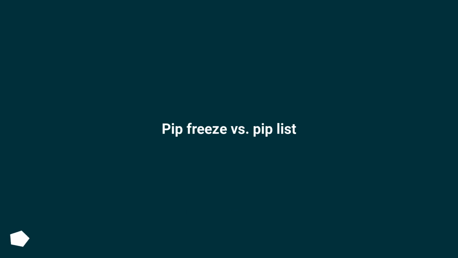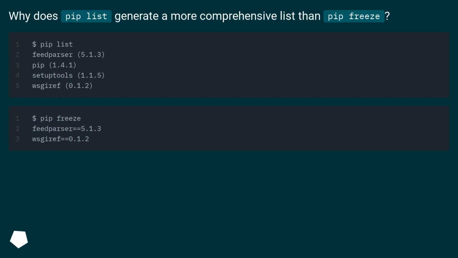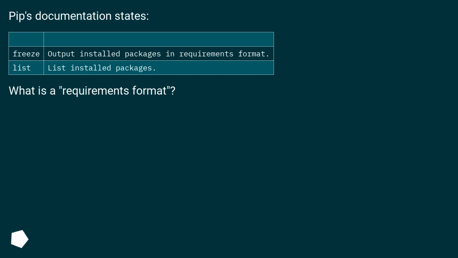Pip freeze versus pip list. Why does pip list generate a more comprehensive list than pip freeze? Pip's documentation states: what is a requirements format?